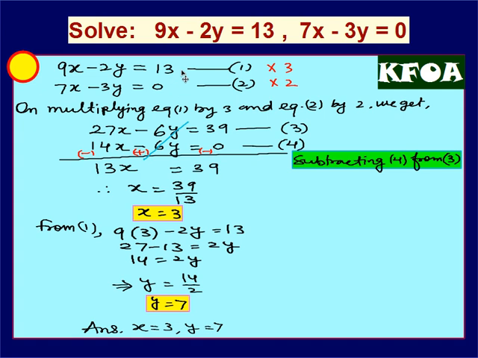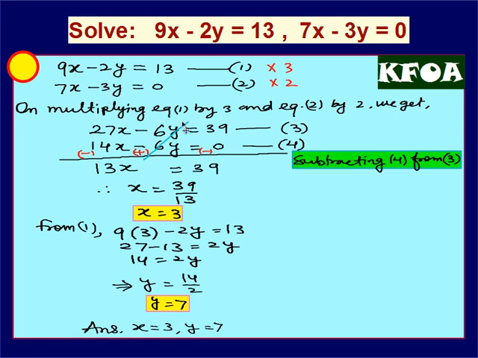When we come for next question, 9x minus 2y is 13, 7x minus 3y is 0. Elimination, so we can eliminate anyone. Eliminating x will be little big. 9 and 7, the LCM is 9 times 7 is 63. So here 2 and 3 is easy. So you multiply this equation by 2 and this equation by 3. So first is by 3, second by 2, sorry.